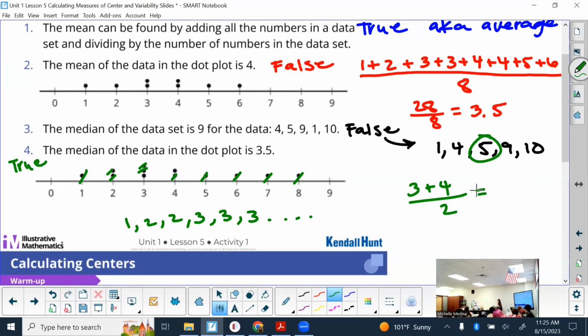2, because that's how many we added together. I get 7 divided by 2, which is 3.5. So that is why it is true. Questions on that?